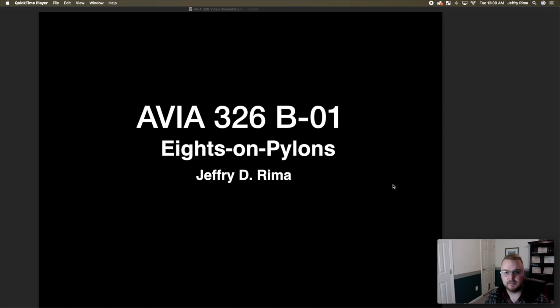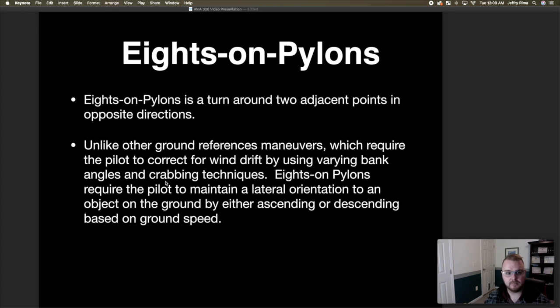I chose this because I've been having the most difficulty with this maneuver during my commercial flight maneuvers, and I was hoping to maybe learn something and maybe be able to spread some information to you guys that might help you as well. So without further ado, let's go ahead and get into 8-zone pylons.